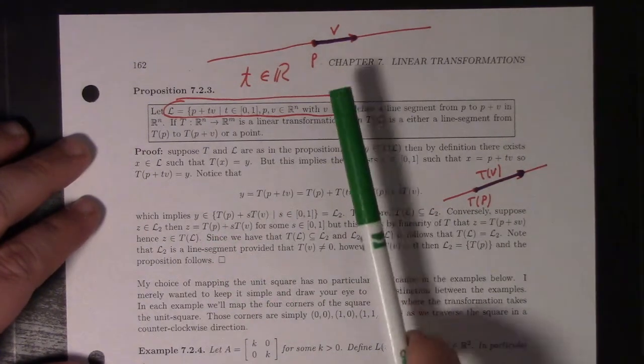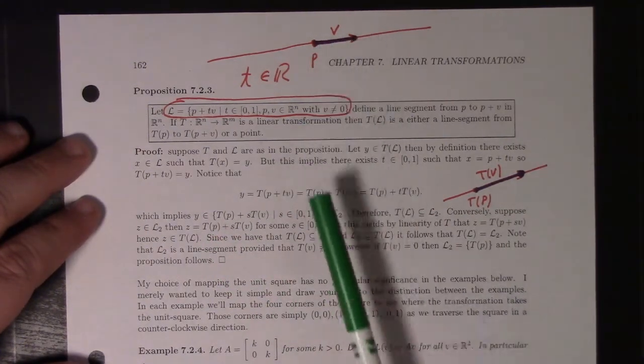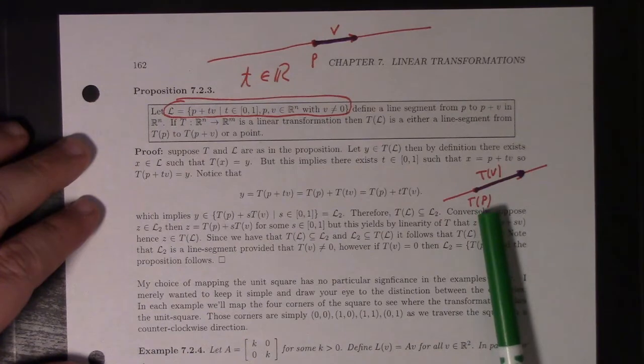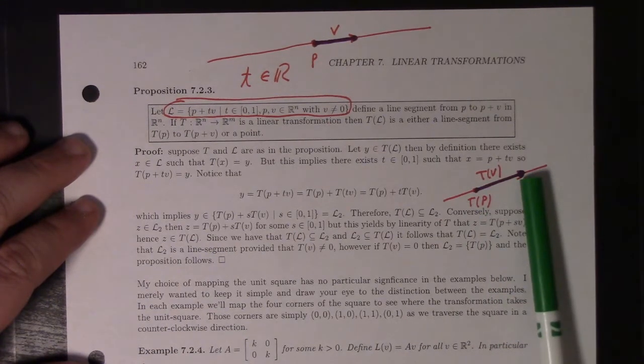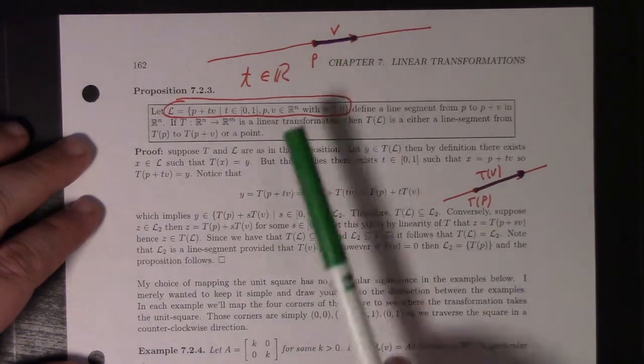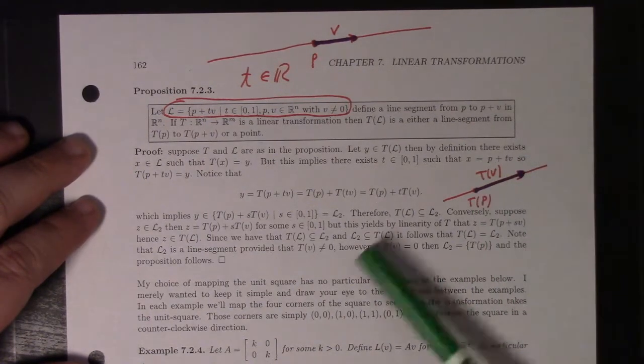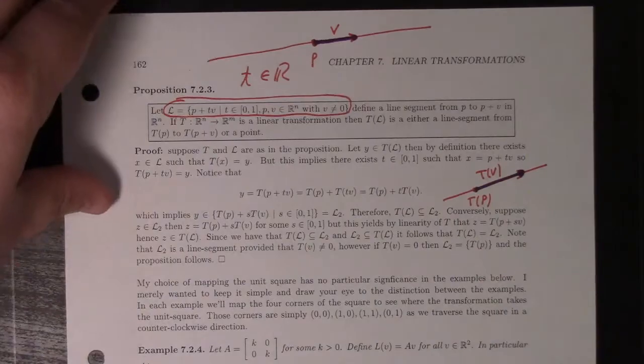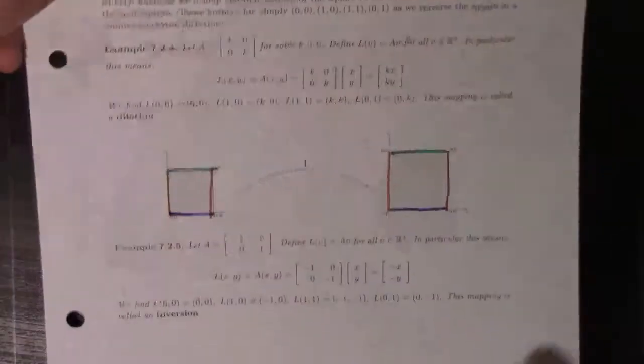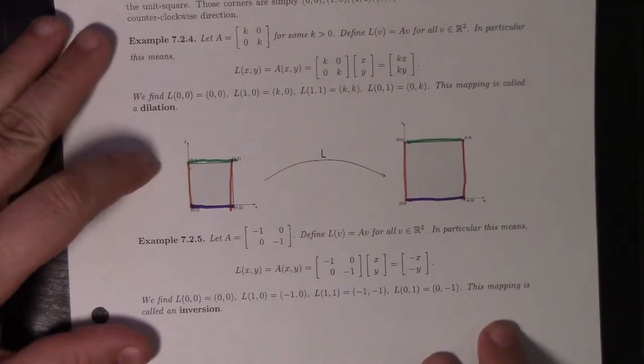We go from a line segment that goes from P to P plus V, to a new line segment that goes from T of P to T of P plus TV. So these purple ones are actually the line segment. And of course, if TV is equal to 0, then that actually shrinks to a point. So anyway, that basically guides understanding how linear transformations on Rn work.